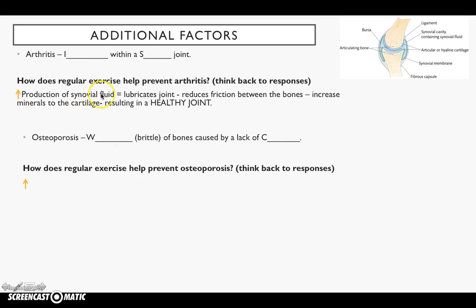We get an increased production of synovial fluid. We also get an increase in something to do with osteoporosis, which is this weakening of the bones caused by lack of calcium. We get an increase in mineral uptake, i.e. we get more calcium into the bone, which means we get stronger, more dense bones, which counters that. It means we're not going to suffer with osteoporosis, or this weakening, these brittle bones, because we're getting calcium.